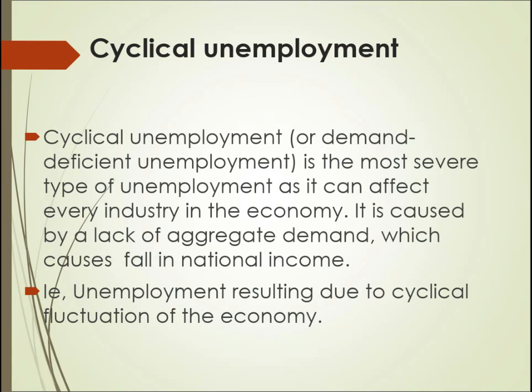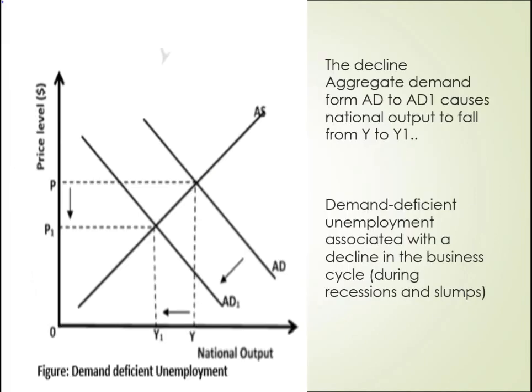So let's see the fourth type of unemployment, known as cyclical unemployment. It is otherwise known as demand deficit unemployment. If the economy is facing unemployment due to a lack of aggregate demand, that is, demand for goods and services in the economy is less, production units will be forced to reduce their labor force. Definitely it will create unemployment among a group of people. That is known as cyclical unemployment, due to the cyclical fluctuation of the economy. Usually it takes place during a period of recession.